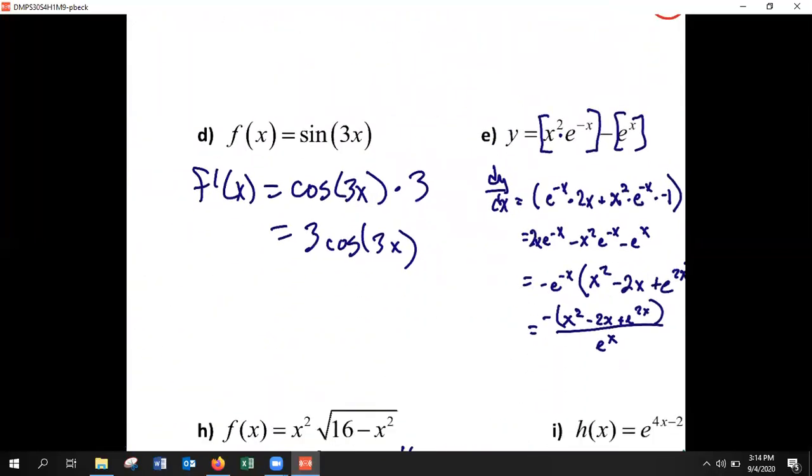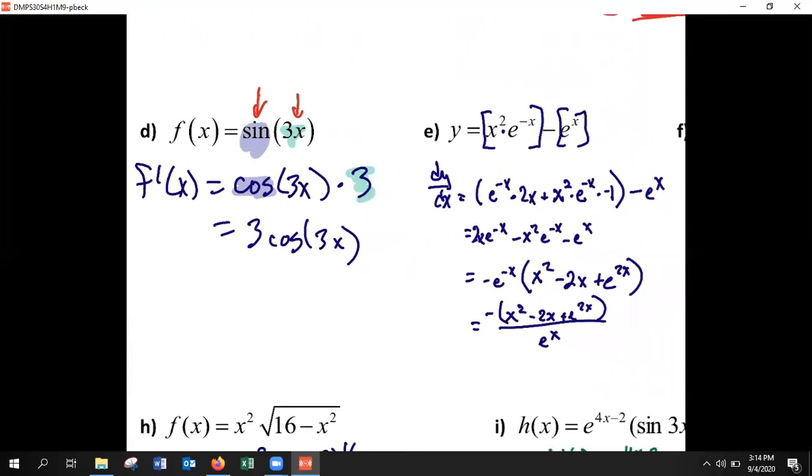So, part D, this is our first sense of trig. We have the sine function, and we have 3x as a function. So our outermost function is sine, our innermost function is that linear 3x. Our derivative of sine is cosine, and then the chain of that 3x is 3. And again, there's not a whole lot of simplification that we could do on that.